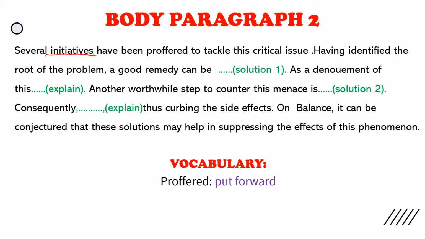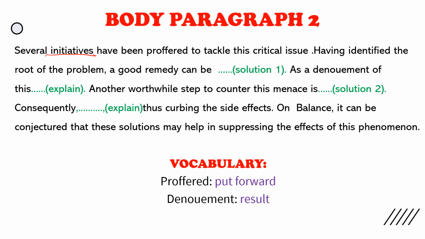So people have suggested many solutions. Several initiatives have been preferred to tackle this critical issue, having identified the root of the problem. So once the problem's root is identified, a good remedy can be whatever your first solution is. If your first problem was traffic congestion, then what can be the solution? Avoid private vehicles and go for public vehicles, something like that.